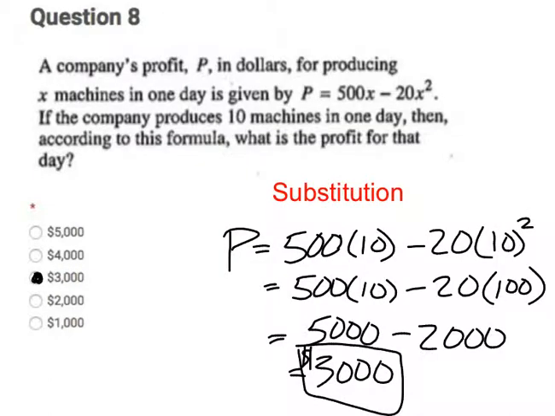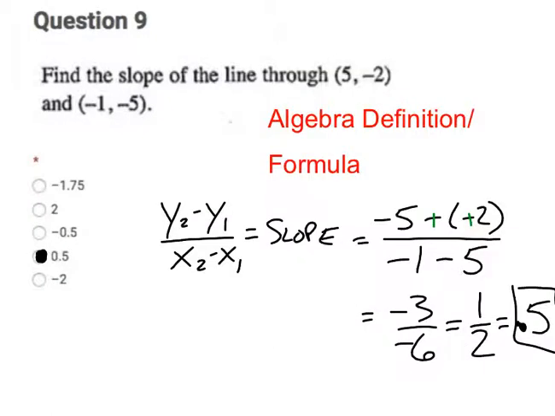Question number 8, simply plug in 10 for your x's. Be sure you follow PEMDAS. Square out that 10 first to make it 100. Subtract your 2 numbers together and you get 3,000.